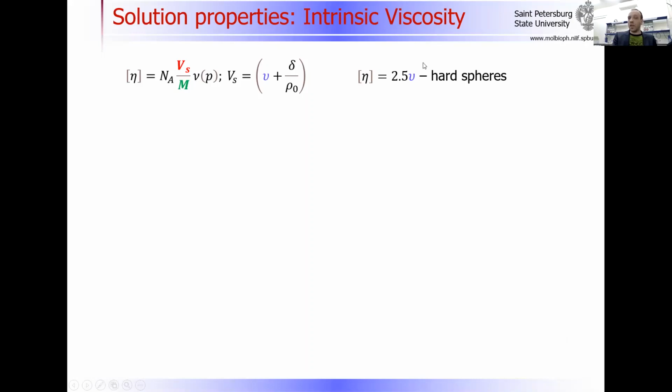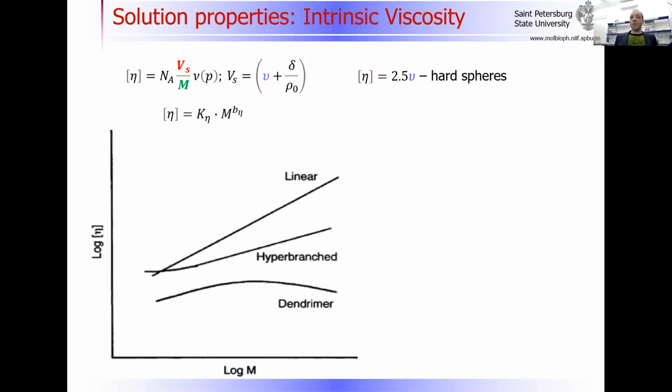Yeah, in the limiting case of hard spheres, we have this Einstein equation for the intrinsic viscosity, 2.5 times the partial specific volume. Over here, we also have a simple function, or the shape function, which can be used to estimate the model parameters of the studied object.